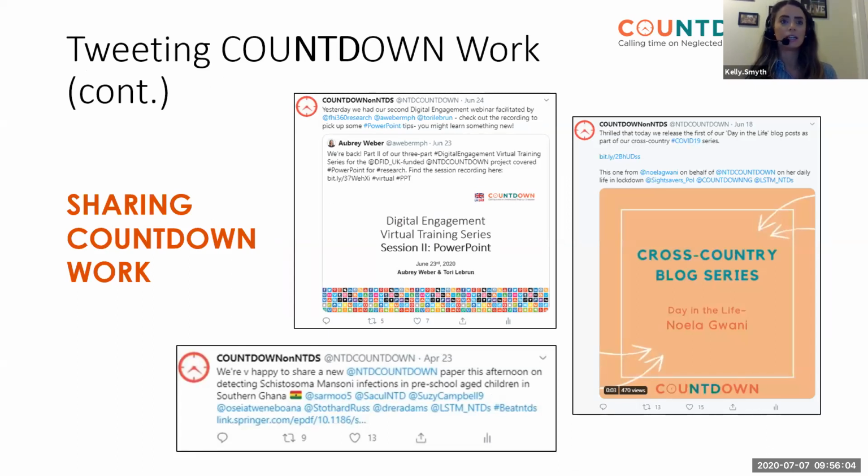So we use Twitter a lot to share Countdown work, such as papers, blogs, policy briefs, and case studies. When we talk about Countdown work, it's important to tag individuals if you have them on Twitter, and also with their organisation if you know it, and the applicable Countdown country account. So we do have Countdown Nigeria, Countdown Liberia, Countdown Ghana and Cameroon, as well as the general countdown account. You can see a tweet about a paper at the bottom there. We try to include the hashtag beat NTDs where we can.